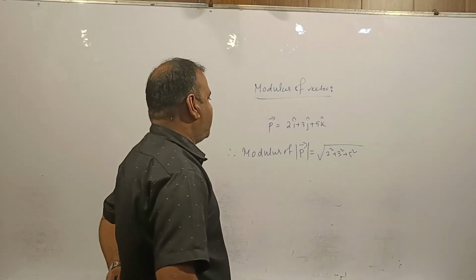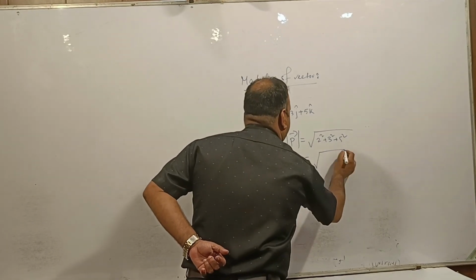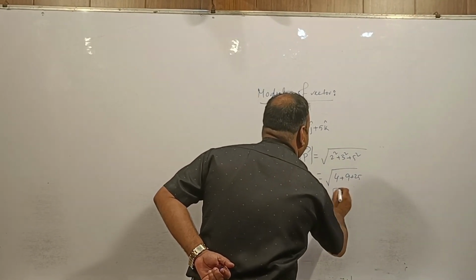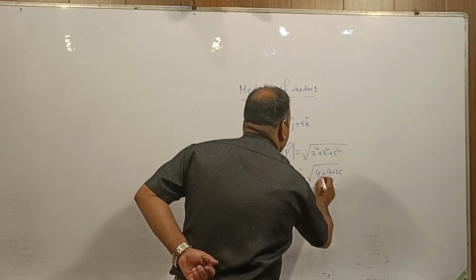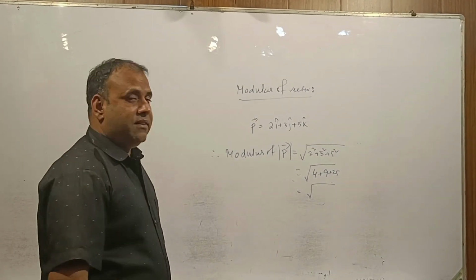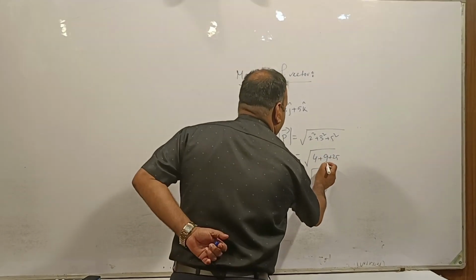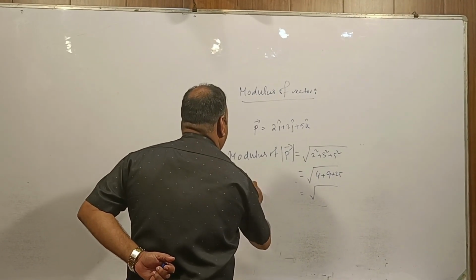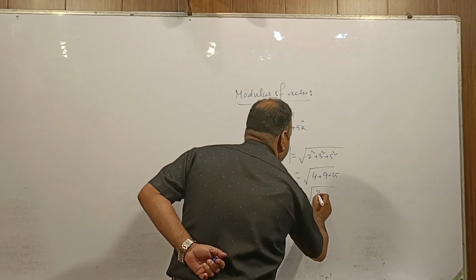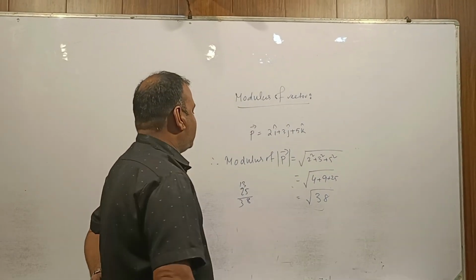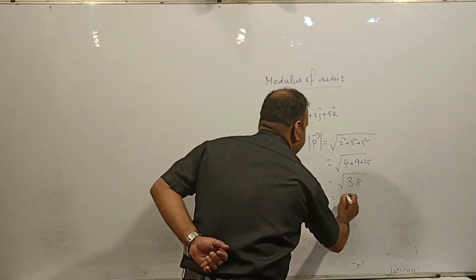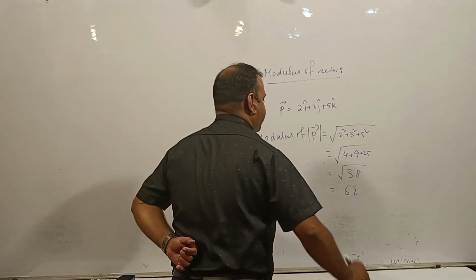So ultimately the result will be under root 4 plus 9 plus 25. It will be 4, 13. So what is the value, students? Here 13, and 13 plus 25 will be 38. So now see, what is the value of root 38? Approximately we will get 6.2 like this.